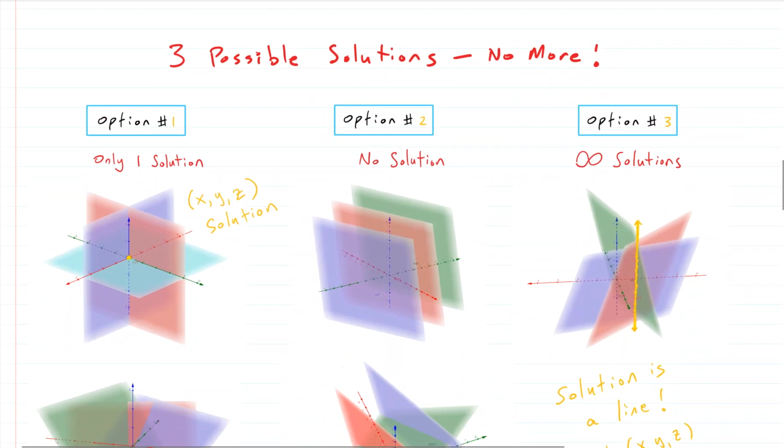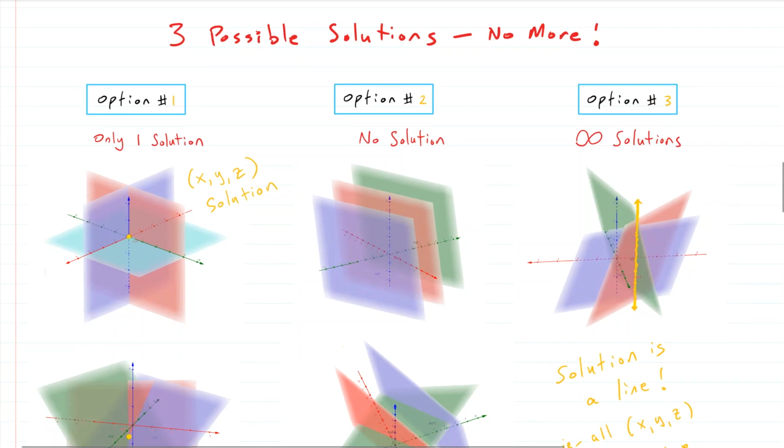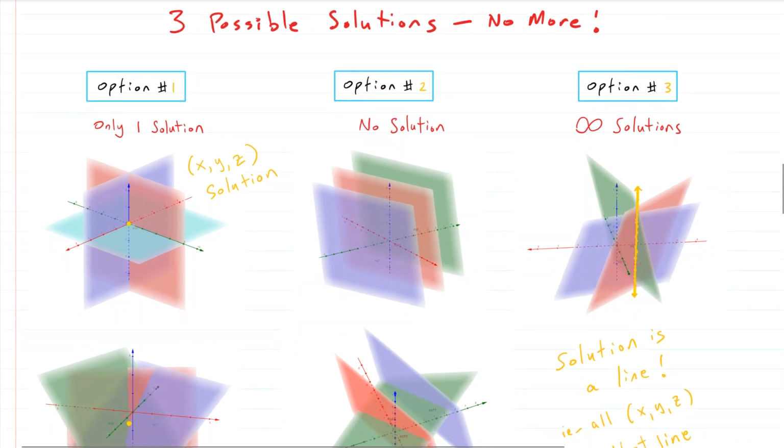So we have three possible solution options or categories when we're dealing with systems of linear equations in three variables. And there aren't any others. So if you can just remember these three, you should be good to go. Option number 1 is one solution. So in other words, you have an x, y, z point that's on all three at the same time.